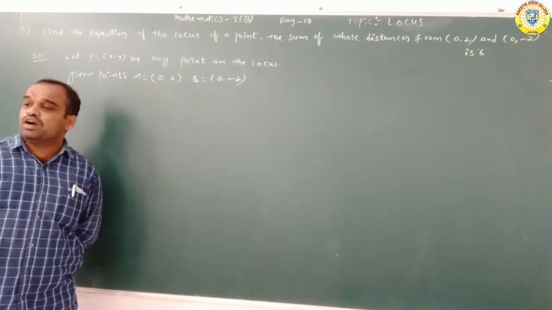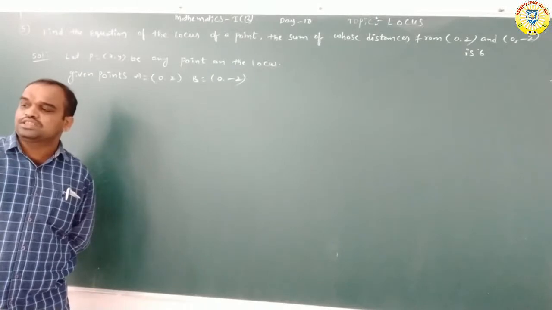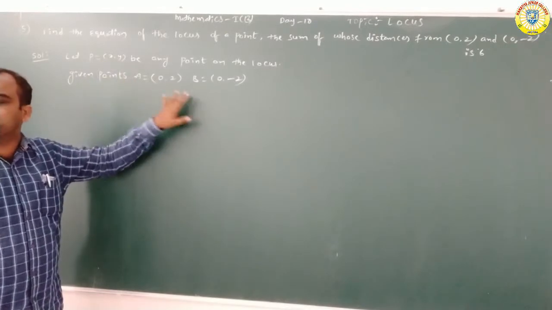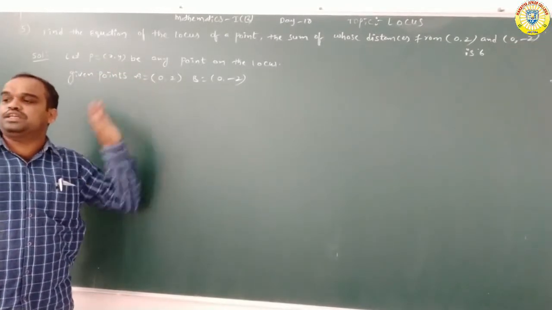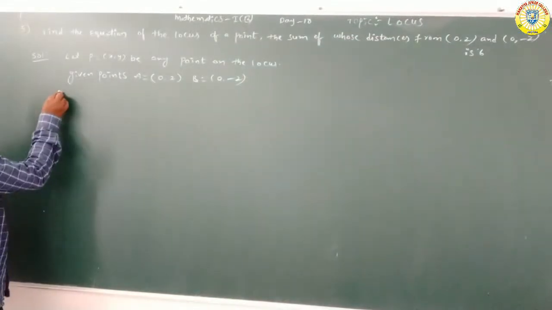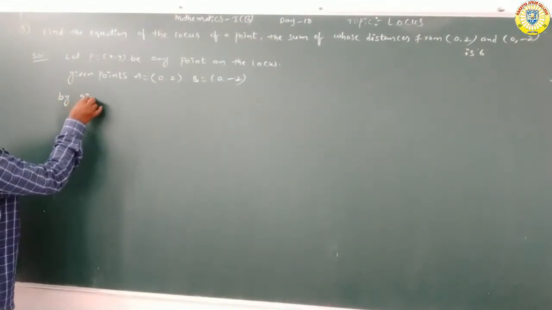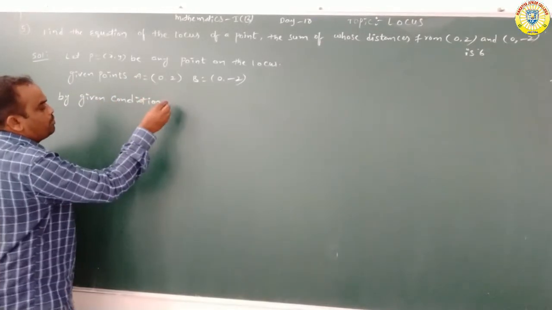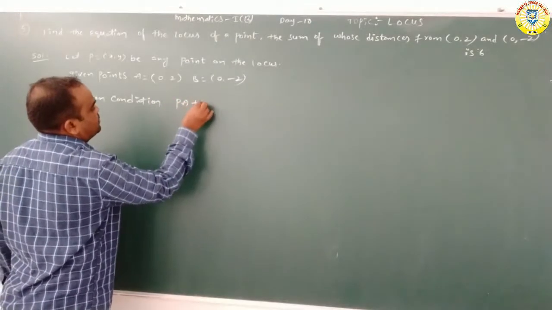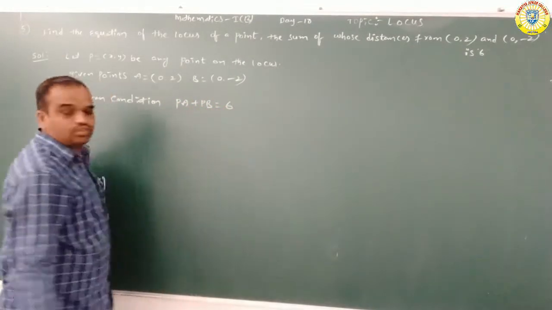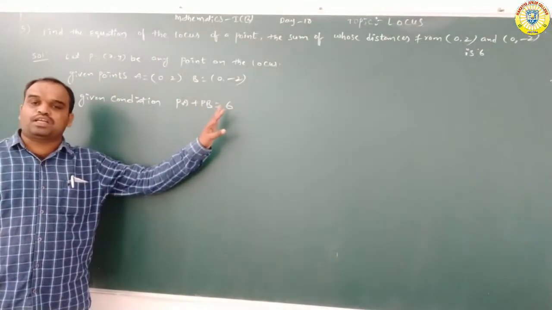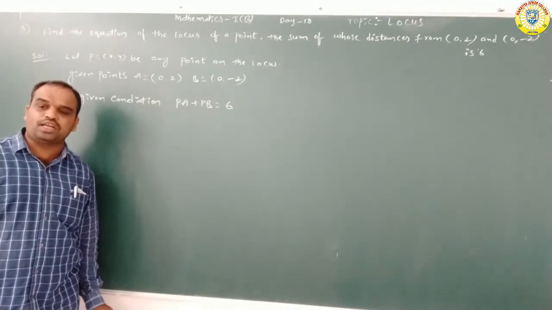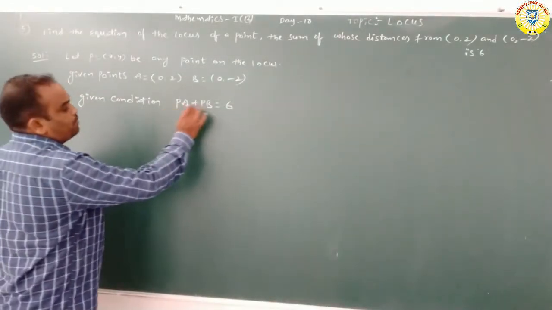Okay now? The sum of whose distances is what is given, sir? 6. Sum of whose distances means from the point P to A and P to B. PA + PB = 6. By given condition, what is the given condition, sir? The sum of distances from A, B is PA + PB = 6. So if you identify the given geometrical condition, you can do this problem very easily. First we just identify the given geometrical condition.